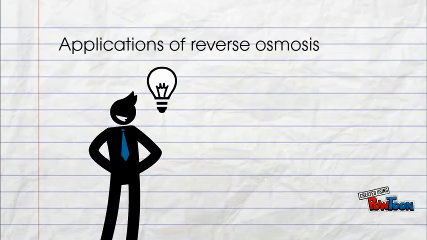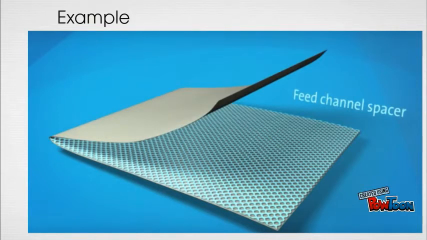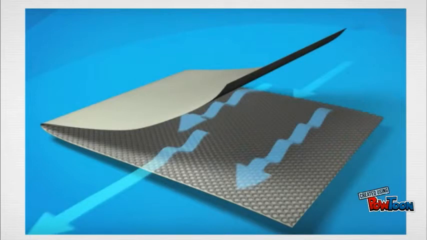Now, we would like to talk about the real-life applications of reverse osmosis. A real example of reverse osmosis is the process of water purification, where the membrane flat sheet is combined with a feed channel spacer, which creates turbulence in the water and allows the particles to remain in the feed channel spacer. Here, we can see how the feed channel spacer creates turbulence in the water, allowing the water to pass through and the particles to remain in the feed channel spacer.